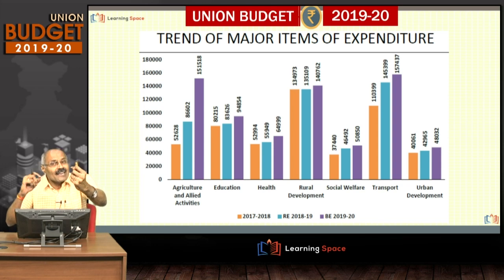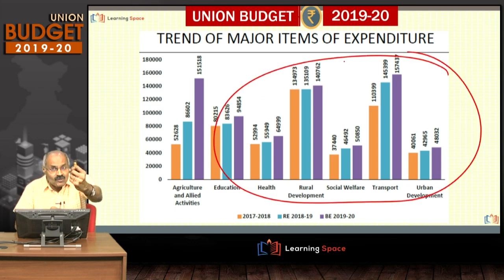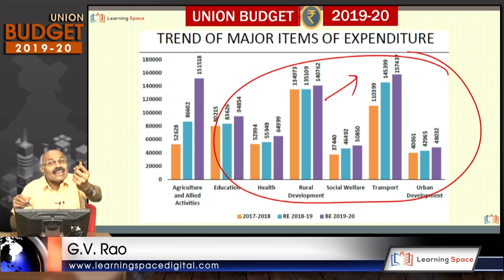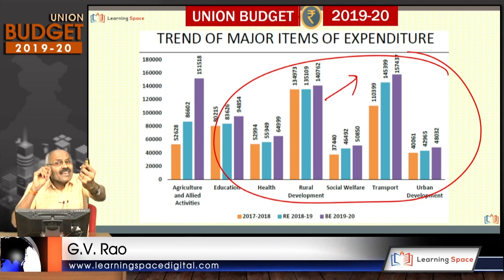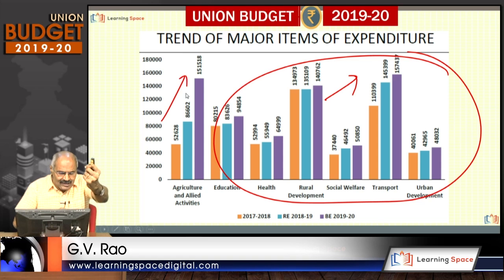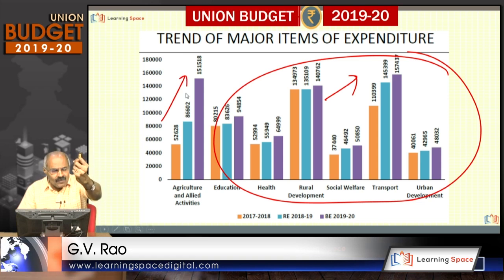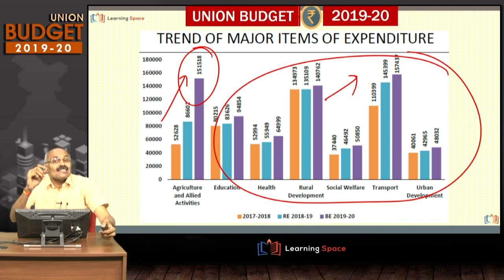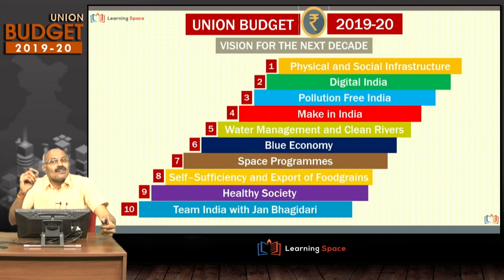Just have a glance at this. This is the trend of major items of expenditure. Why I have taken this is there is not much increase for any of the other programs, right? It is nominal, it is expected because of inflation and real GDP growth. These nominal increases are expected, but one striking change is as far as agriculture is concerned. In agriculture, the expenditure increased enormously. The prime reason is PM Kisan, that is direct income support, right friends?